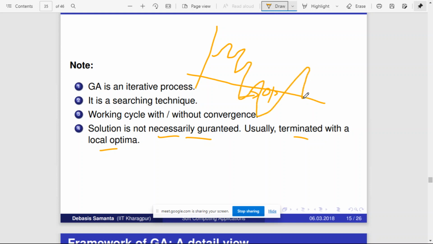Okay. So as we already discussed, if you are starting from here, it is highly likely that you will land up here, which is a local minimum. But if you are starting here, then it is highly likely that you will end up here, which is the global minimum, right? So the absolute solution is this, but it is not always guaranteed. So usually the algorithm will terminate with a local optima. That doesn't mean that this is not a solution. This is also one of the possible solutions, but it is not as good as this solution.